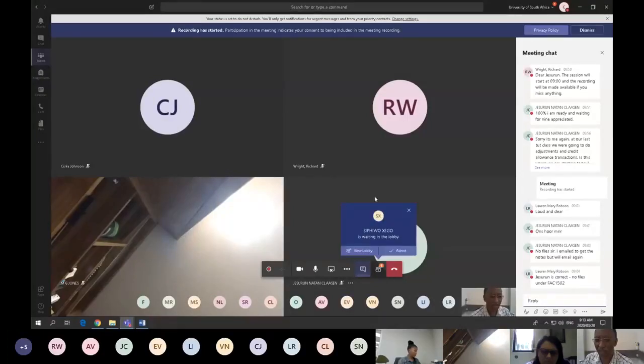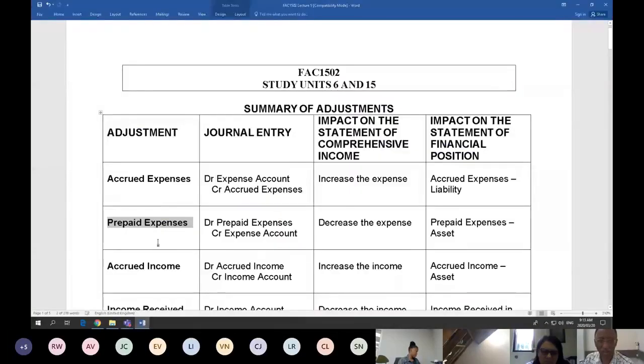So if we go back to the notes now, if we are dealing with prepaid expenses, remember that prepaid expenses is classified as an asset. Therefore, you will debit your account prepaid expenses and you credit your expense account.